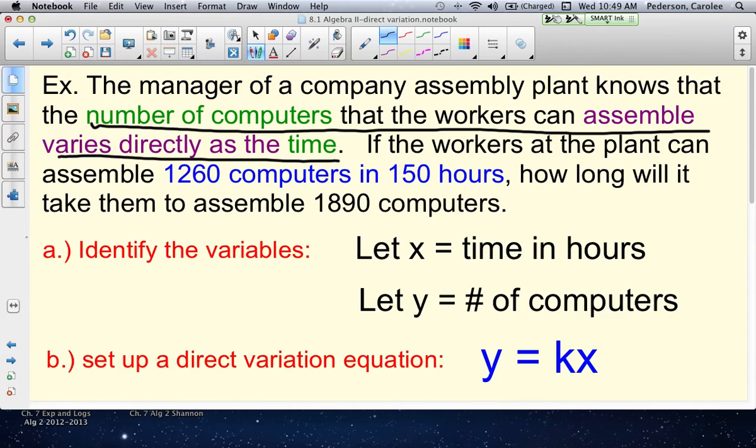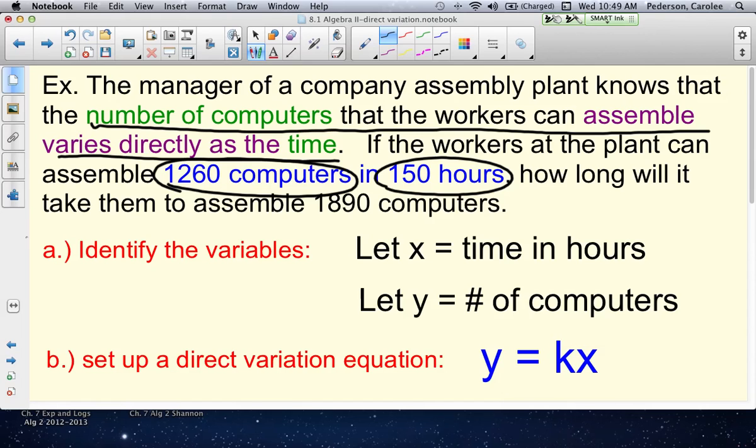Then go ahead and write down the word given. And you're given 2 pieces. If the workers at the plant can assemble 1,260 computers, go ahead and write that down as given, 1,260 computers. And then the other given is 150 hours. We're going to ignore this last piece of this sentence: how long will it take them to assemble 1,890 computers? We'll save that for later.